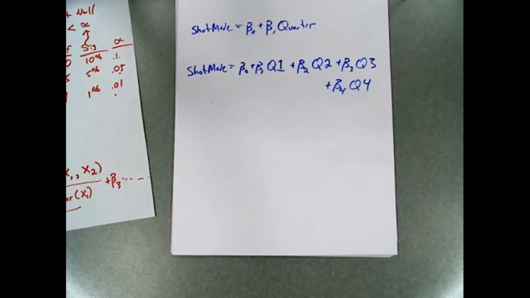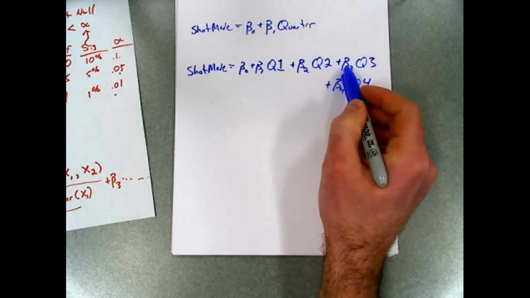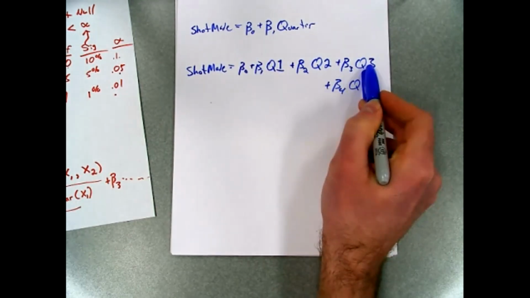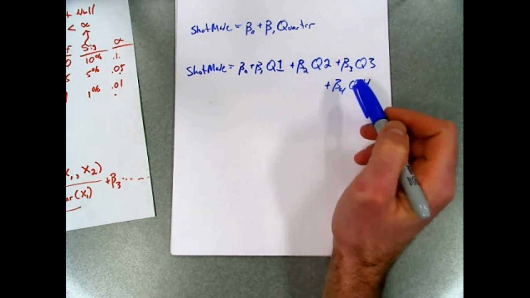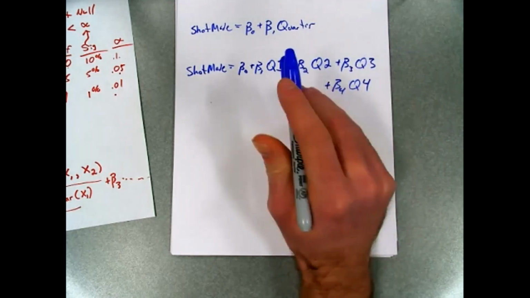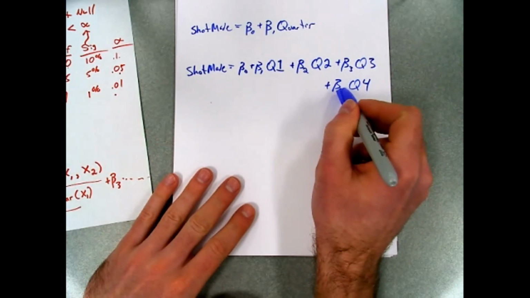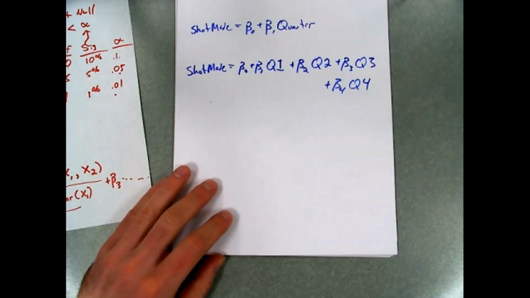But then what's your base group, right? So the change in the probability that you make the shot from being in quarter 3 is relative to what? Because there are controls for all the other quarters. So relative to not being in the game, it doesn't exist. So what we're going to have to do is leave out one of these groups so that we have one group as our control group.